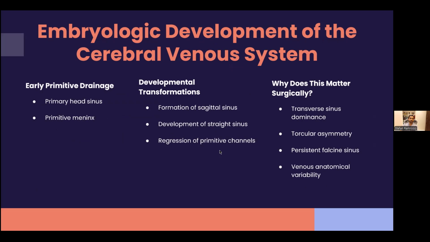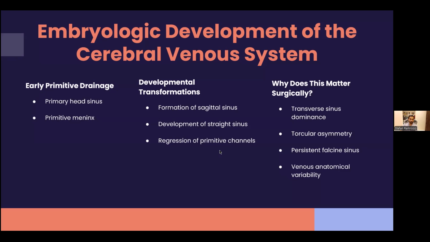As the cerebral hemispheres expand, the venous drainage reorganizes, and the primitive plexus begins to consolidate into larger longitudinal channels. The superior sagittal sinus develops within the falx cerebri as the hemispheres separate. Inferiorly, the straight sinus forms a connection between the deep venous system and the posterior drainage pathways. Simultaneously, the posterior drainage system evolves into what become known as the transverse and sigmoid sinuses.